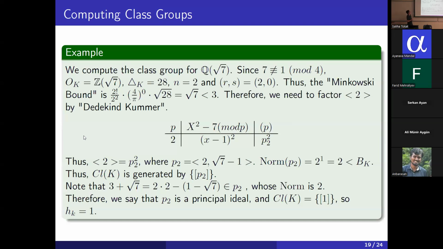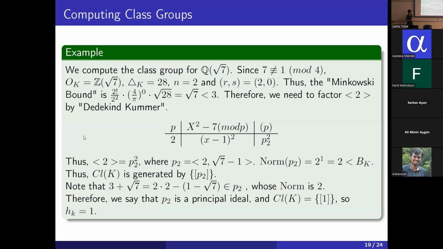Here you see an example of computing class groups. Actually, we do the same thing with the Dedekind-Kummer theorem here. We can factorize it into prime ideals, for example, for P2. Why P2? Because our Minkowski bound is 3, so we can only factorize the prime 2 into other primes. So we did this, and here you see that we found P2, and its norm is also less than B_k. So it's suitable for the computation of class groups.